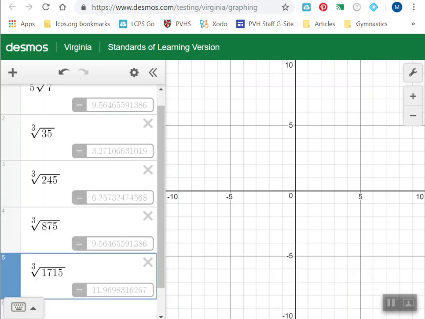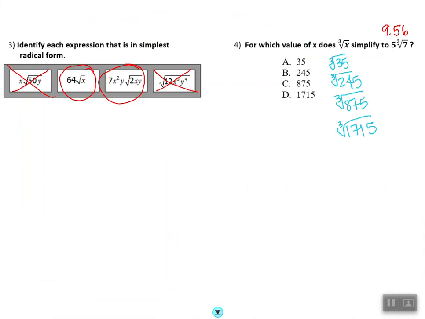So after we type in our 4 options, we can go ahead and jot down our decimals. The one that's the same as the decimal we started with is cube root of 875. So that means that C is the correct answer.